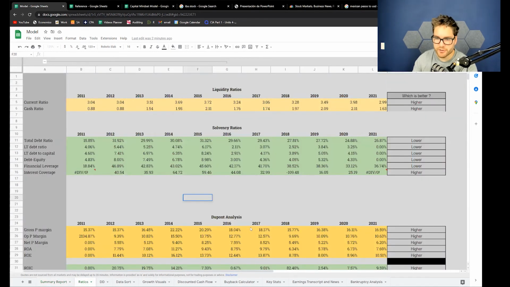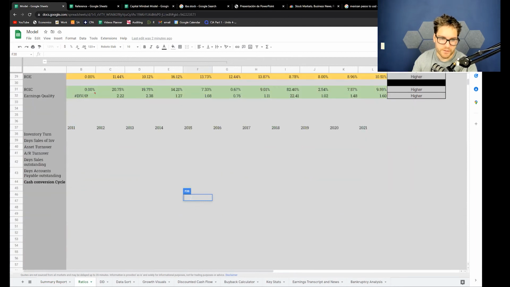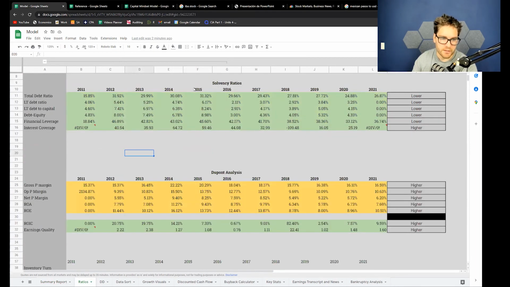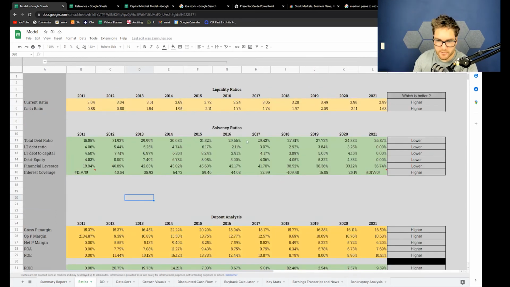So looking at the ratios, we want to see some improvements across the board. Looking at the solvency ratios, we do see that the total debt ratio has actually come down. Oh, by the way, I didn't cover the liquidity ratios. The liquidity ratios look pretty good, especially now. They look really solid, really well capitalized. They don't have any debt anymore, so they paid that down. Long-term debt ratio, everything over here is really good, in my opinion.